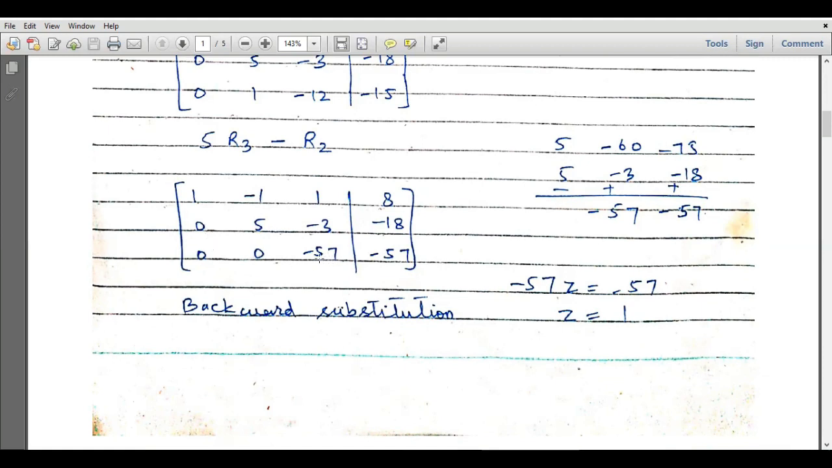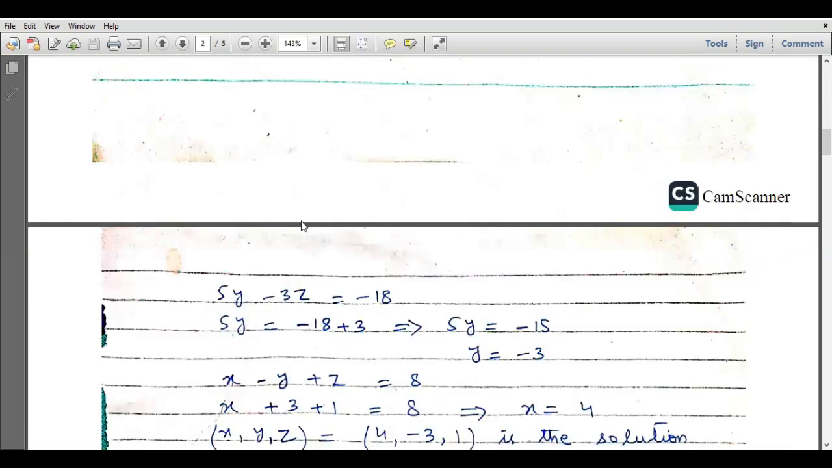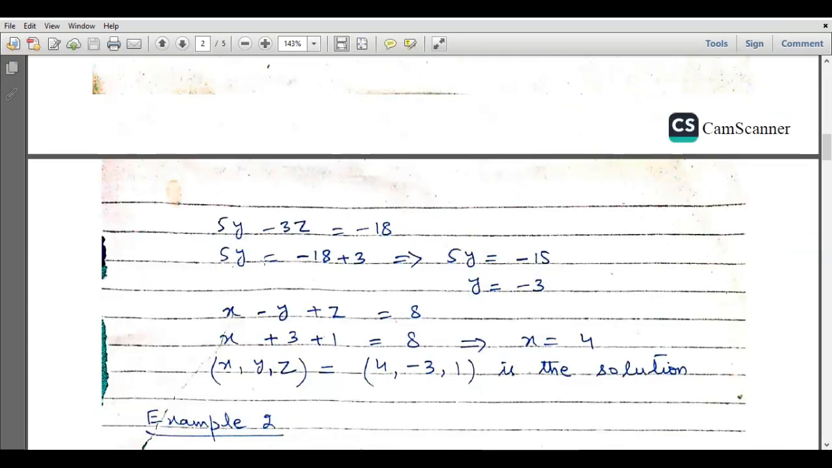Now we will first evaluate the value of z. So the third row can be written as minus 57 z equal to minus 57. So z will be equal to 1. Now we will expand the second equation, which is 5y minus 3z is equal to minus 18. So we have evaluated the value of z equal to 1. So 5y will be equal to minus 15 and y will be equal to minus 3.